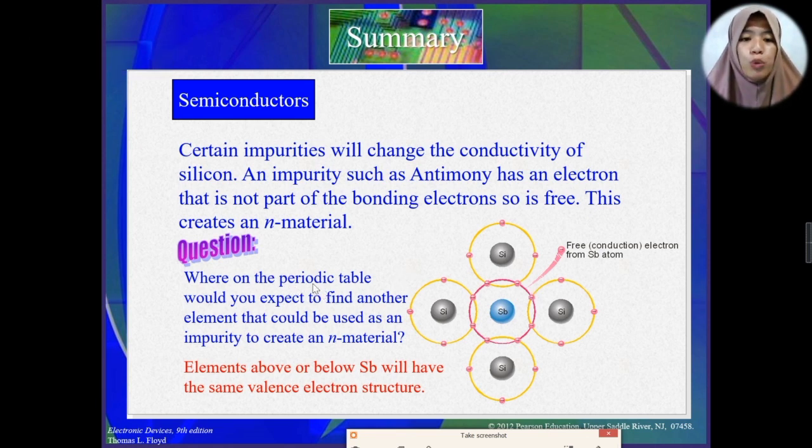Where on the periodic table would you expect to find another element that could be used as an impurity to create an N material? We can find in the periodic table the elements we can use as impurities to make an N material below and above antimony, because they have the same number of valence electrons, which is 5. Examples of these are phosphorus, antimony, and bismuth. So, let's proceed now to the p-type.